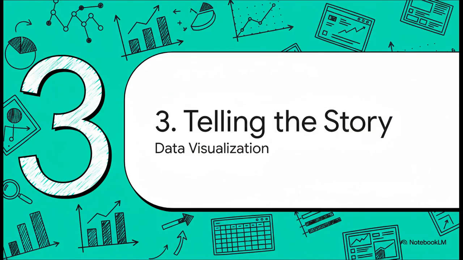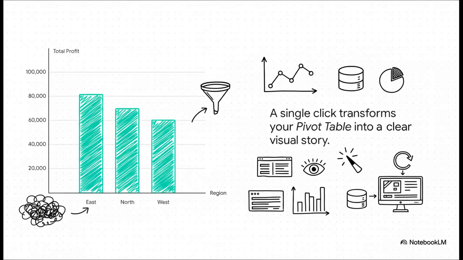Getting answers is one thing. But to really make a difference, you've got to present those answers so that anybody can understand them in a single glance. You have to build a visual story. And with just one click, that data from your pivot table can become a chart. Suddenly, the numbers aren't just numbers anymore. They're a story. Your brain doesn't have to work to compare figures. You can just see that the East region is killing it in profits.